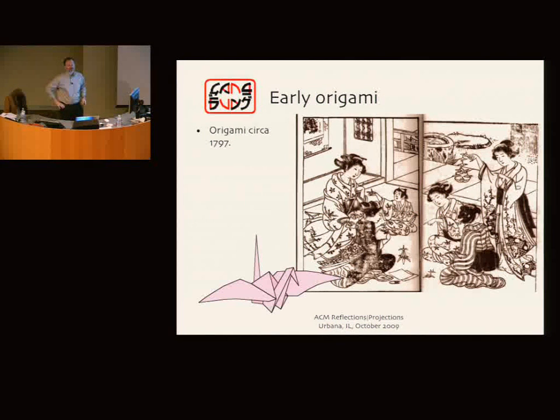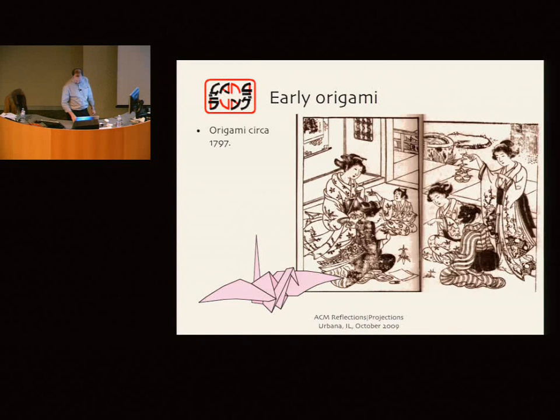In fact, it hadn't changed a whole lot. This is an image from 1797, woodcut. These women are playing with little strings of birds. And if you zoom in on one of these figures, it's this. This is the traditional Japanese crane, or tsuru. Every Japanese student learns how to fold this in kindergarten in Japan. And people have been making basically the same thing for over 200 years.